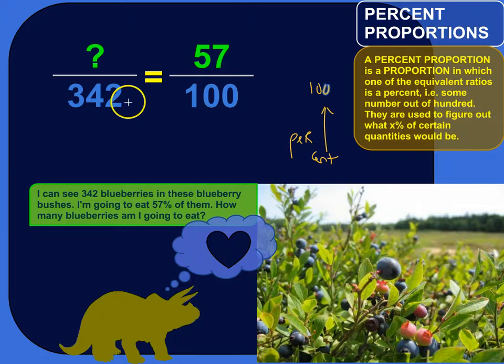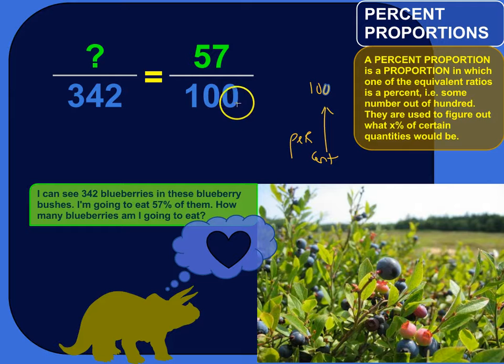So a proportion is an equation like this where there's two ratios, two comparisons of numbers. Some number out of some number, some number out of some number, and it's an equation. So what it's saying is that these two ratios are equivalent. They have the same value. They mean the same thing. And if you were to reduce them or get the decimal equivalents, you would see that they have the same value. So that's a proportion, and a percent proportion is where one of these ratios is something out of 100. It's per cent.